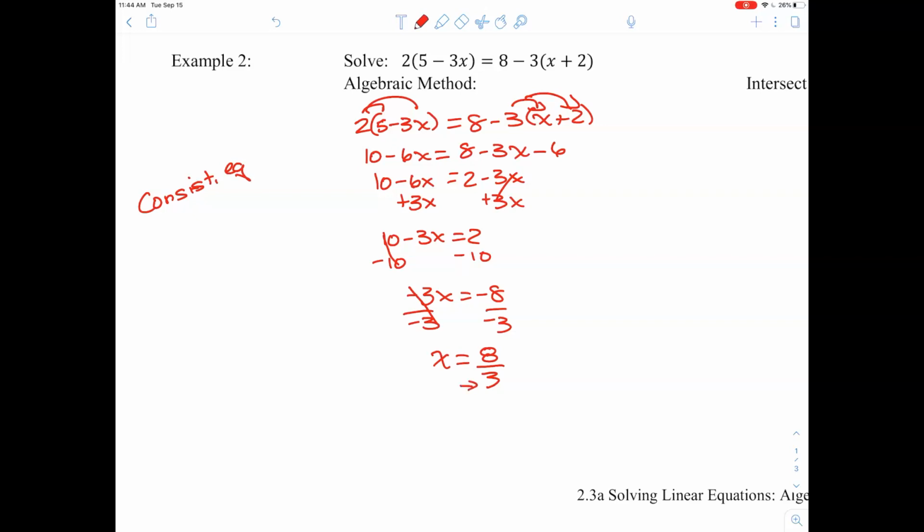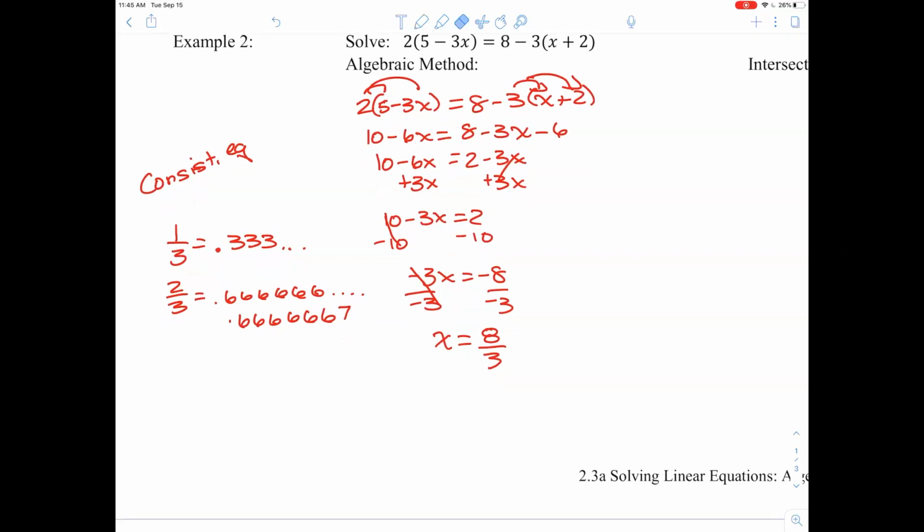But here's the problem with thirds. If I see a third as a decimal, that's 0.333 forever repeating, right? If I see 2/3 as a decimal, 0.666666 repeating, right? And in a calculator, you'll get 0.666666, and then at some point it'll round to 7 because it can't just keep writing sixes forever. Okay? So when we have 3 in the denominator, our calculator is going to give us a decimal answer here, it doesn't have a choice. We have to remember our rule of thirds.